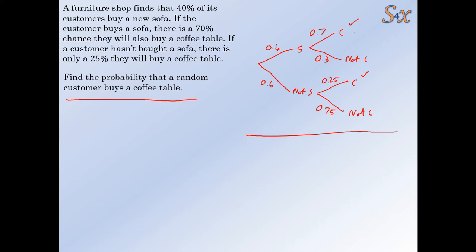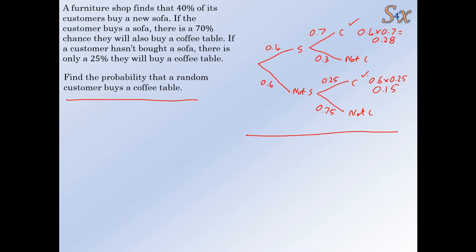So to work out the probability of this branch, we're going to say, what's the probability that they bought a sofa and a coffee table? We're going to multiply those together, which is 0.28. And for this one, we're going to say, well, what's the probability they didn't buy a sofa but did buy a coffee table? That's 0.6 times 0.25, which is 0.15.